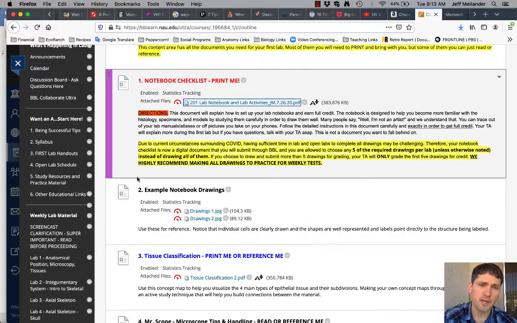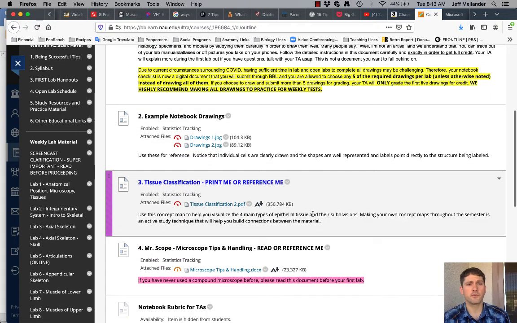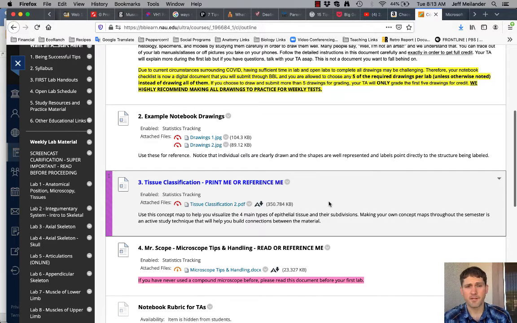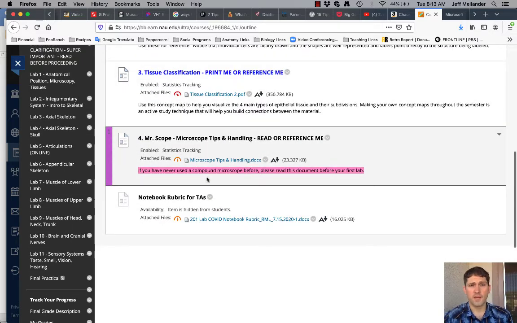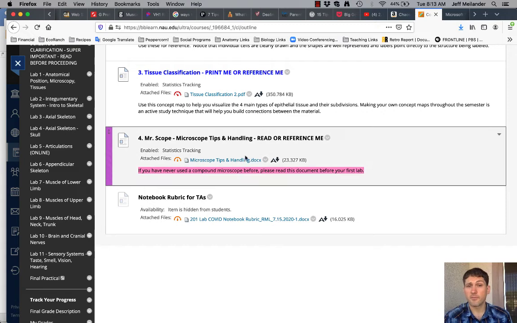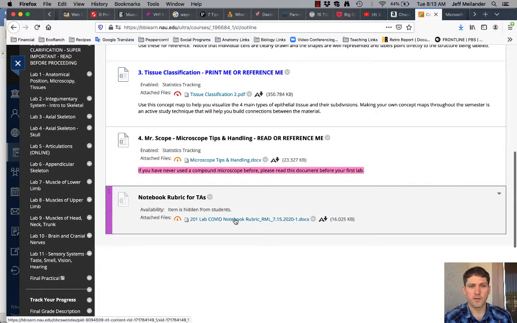All right, below that, a couple of example notebook drawings, a tissue classification sheet. This is a concept map that helps them keep things organized. If you have students that don't know how to use a microscope, then you might reference them here. You're going to want to teach them sometimes, and somehow they forget between, you know, 181 and 182 and 201 and 202. So this is here for them.